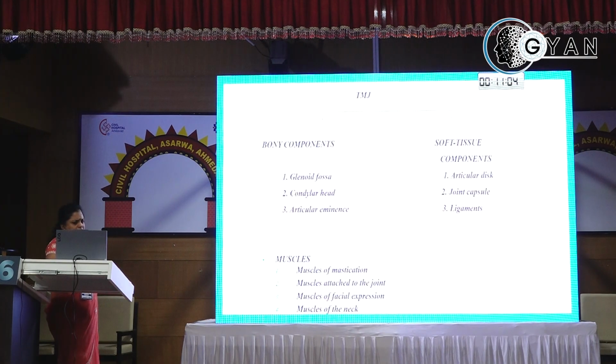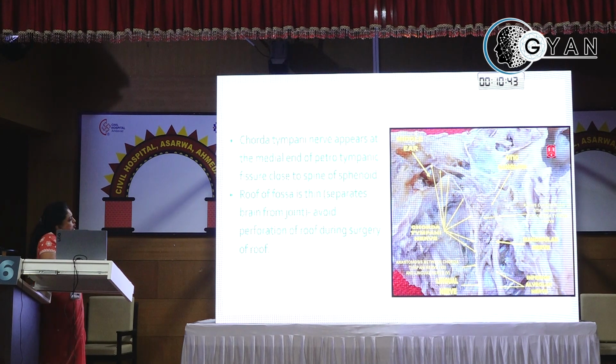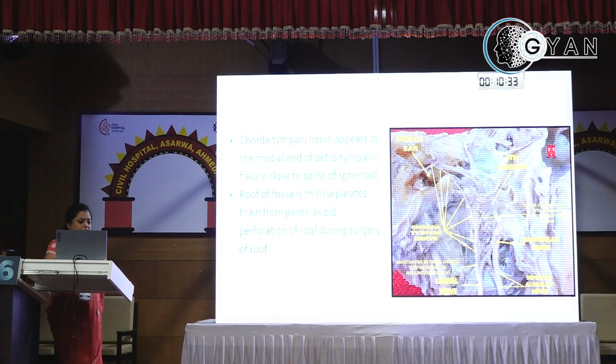In toto, we are discussing the bony components, the soft tissue components and the muscles. All of this is heading towards the topic of internal derangement as well as temporomandibular joint reconstruction. Some of the important structures in this area is the chorda tympani nerve, which appears at the medial end of the petrotympanic fissure, almost close to the spine of the sphenoid. So this is the location of the chorda tympani nerve, and the roof of the fossa is very thin. That's why we have to be very careful when we are attempting any temporomandibular joint surgeries, with the fear of CSF leak.